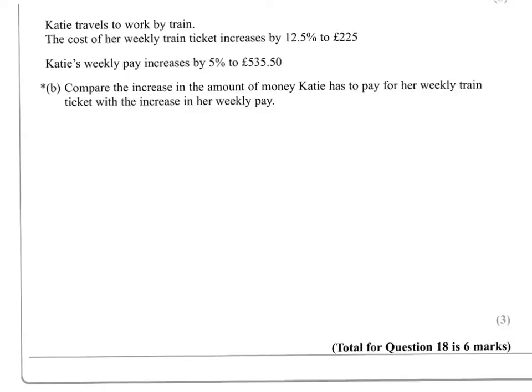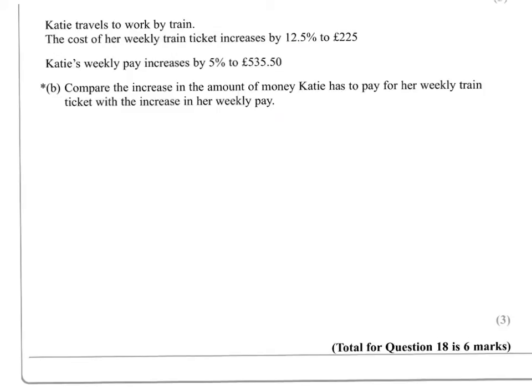So on to part B. Katie travels to work by train. The cost of her weekly train ticket increases by 12.5% to £225, and her weekly pay increases by 5% to £535.50. So we're asked to compare the increase in the amount of money, and that's really important, the amount of money Katie has to pay for her weekly train, with the increase in her weekly pay.